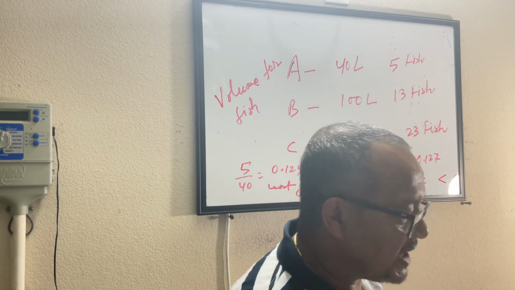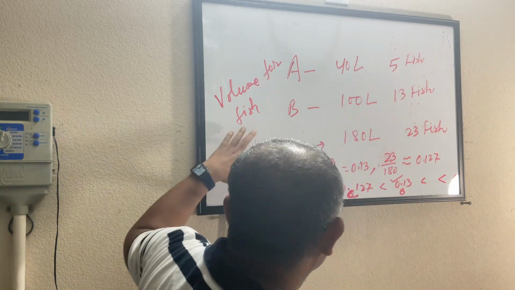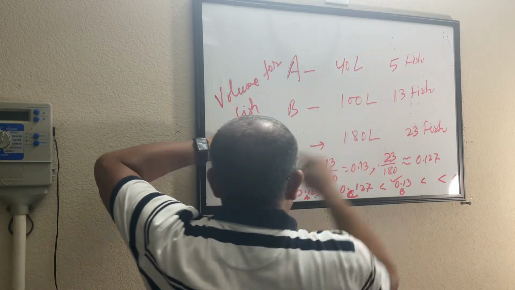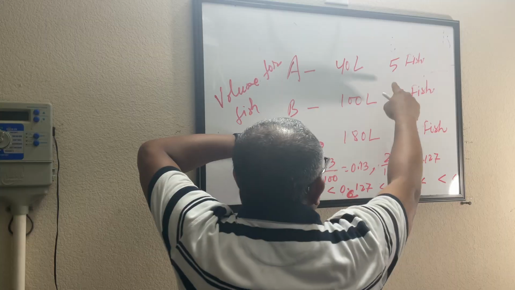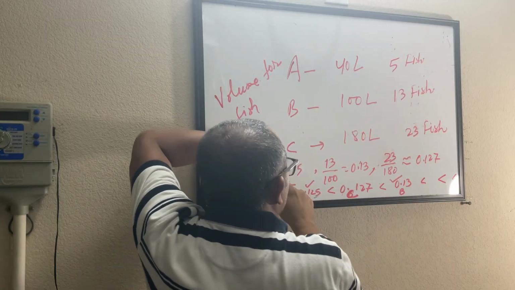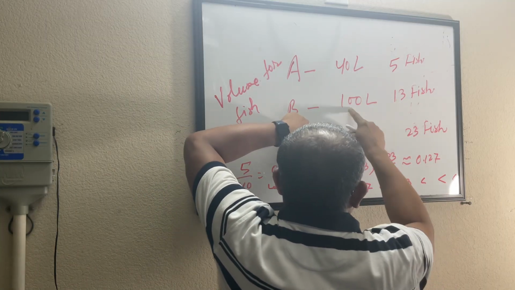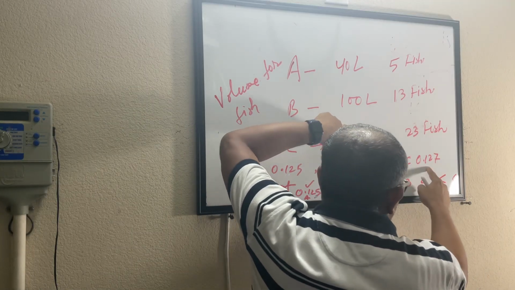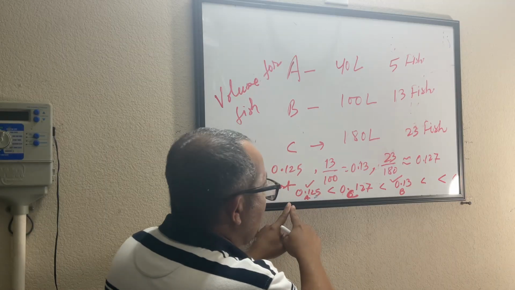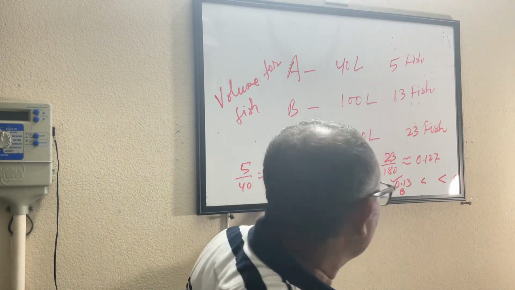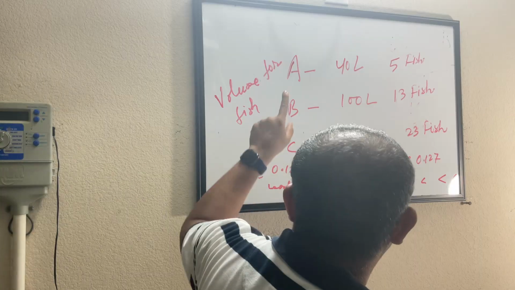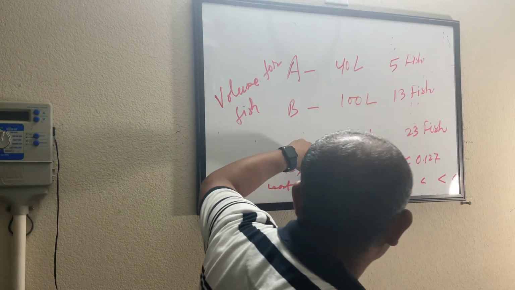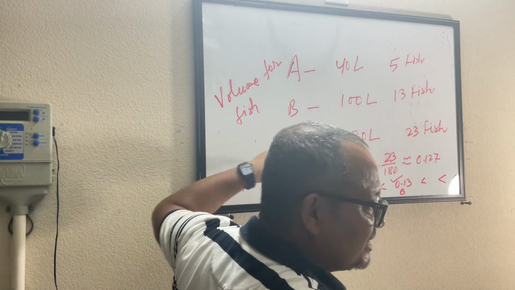Then it is showing the calculation. This is tank A. What has she done? 5 over 40 equals 0.125. She did 13 over 110 and found this value, and she did 23 over 180 and found this value. And then she arranged them. What was the need of the hour? We had to find out volume per fish. What did she do? Fish per volume, fish on top and volume below. This is the biggest mistake she made.